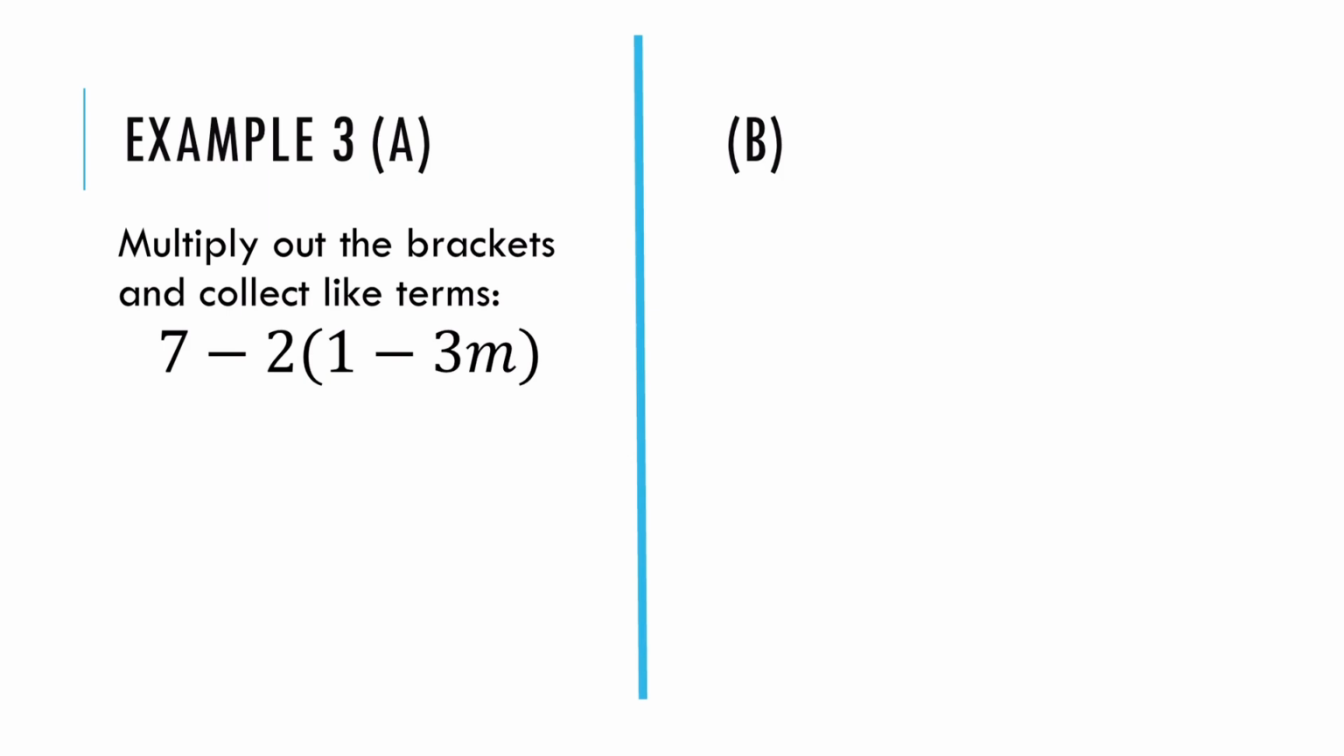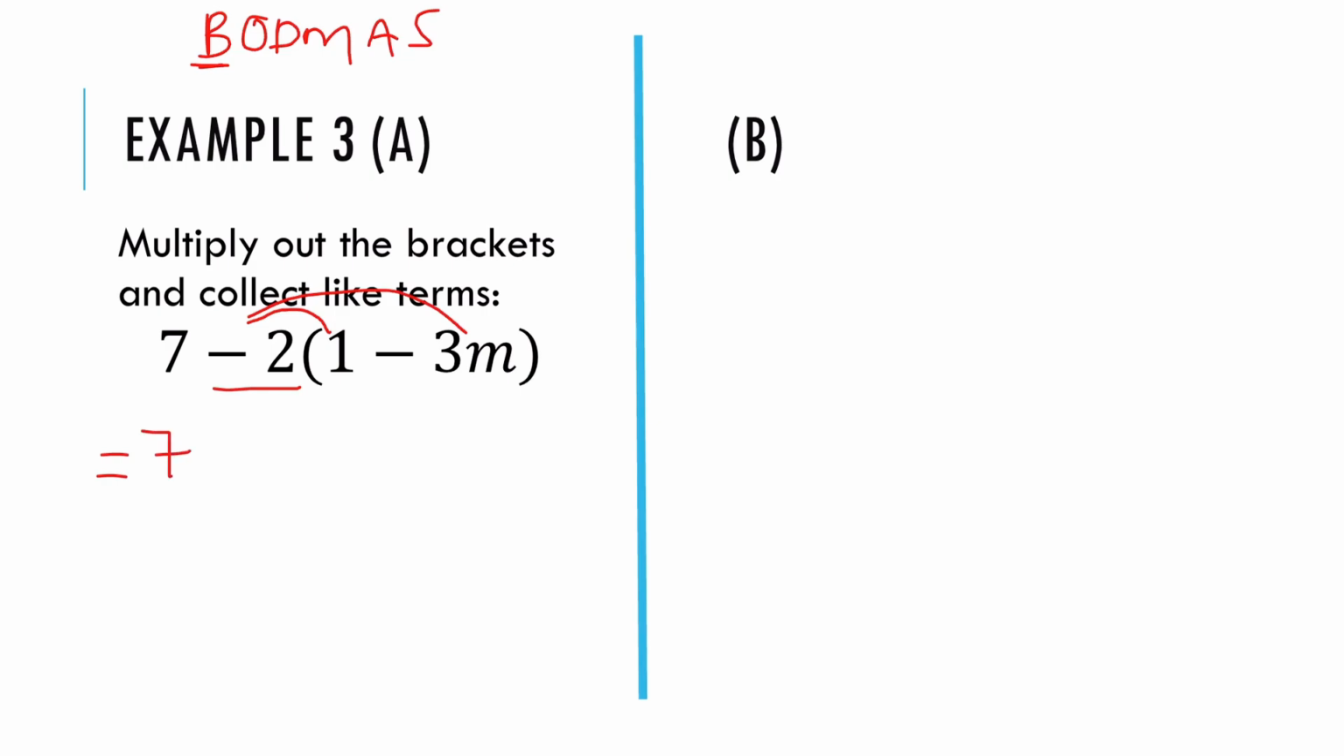In example 3, we're having to multiply out and collect like terms together. Remember from last lesson that BODMAS is really important here. Even though the bracket's at the end, brackets need to be dealt with first. So we have the bracket 1 minus 3m, which has been multiplied by a negative 2. So we need to multiply throughout by negative 2 here. The 7 can be left alone, we'll deal with that in a minute.